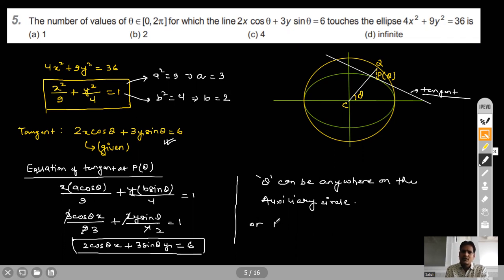This point P can be anywhere on the ellipse. So basically there will be an infinite number of tangents on this ellipse, which means there will be an infinite number of values of theta. That is not defined. You can't say this is the fixed theta for this tangent. The P can move anywhere on the ellipse, so an infinite number of tangents are possible, right? So there will be no fixed values of theta for this.